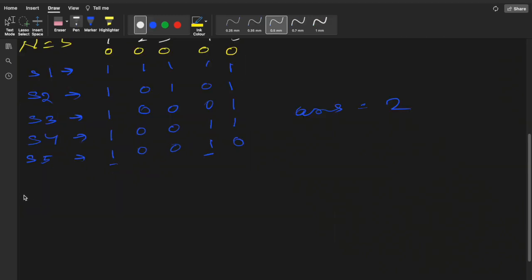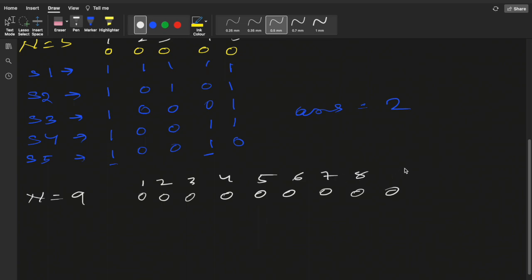Okay, let's take n is 9. So initially it will be off. Let's number them 1 2 3 4 5 6 7 8 and 9.